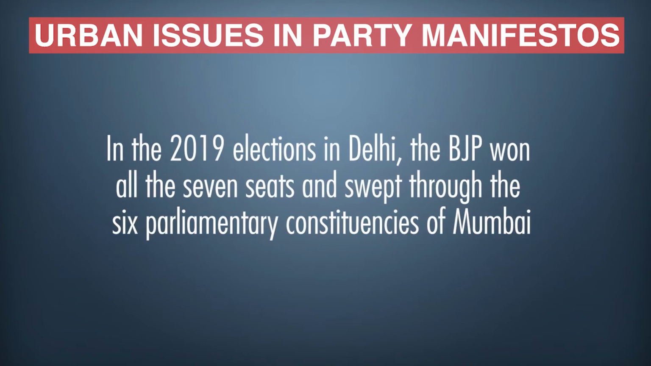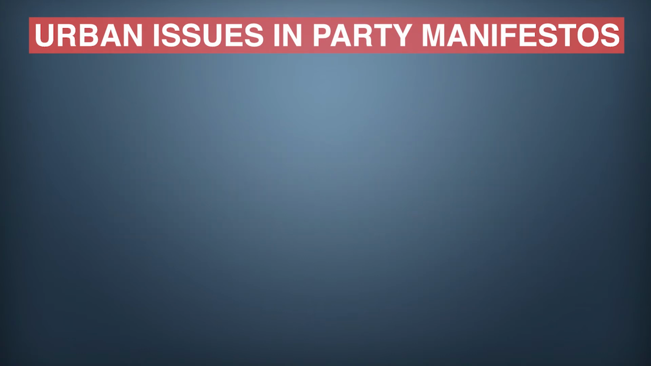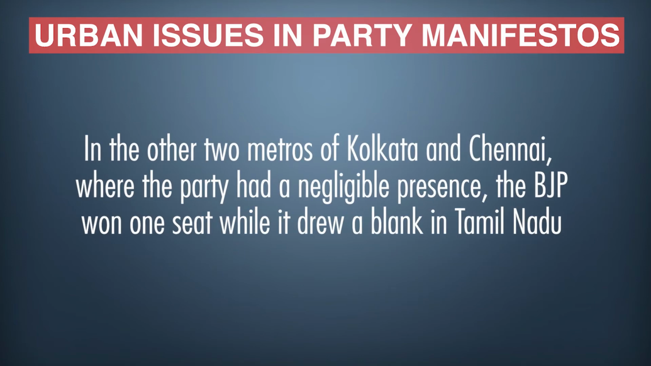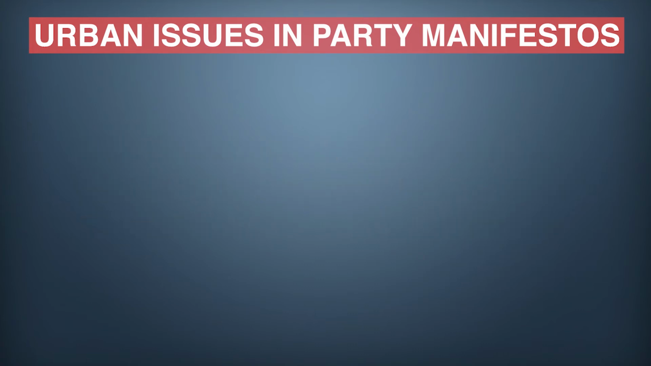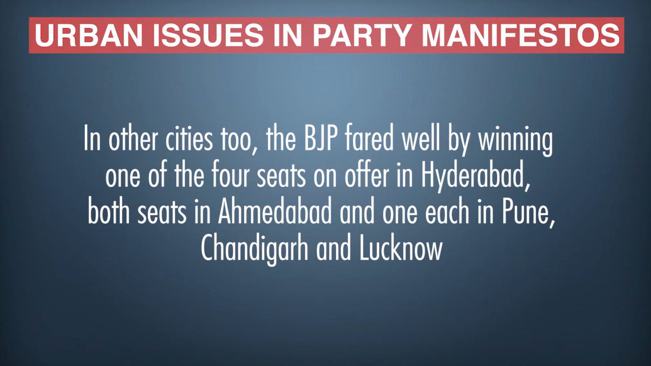In the 2019 elections, in Delhi, the BJP won all the 7 seats and swept through the 6 parliamentary constituencies of Mumbai. In the other 2 metros, Kolkata and Chennai, where the party had a negligible presence, the BJP won 1 seat, while it drew a blank in Tamil Nadu. In other cities too, the BJP fared well by winning 1 of the 4 seats on offer in Hyderabad, both the seats in Ahmedabad and 1 each in Pune, Chandigarh and Lucknow. This seems to be an impressive performance for the BJP in the metropolitan cities.